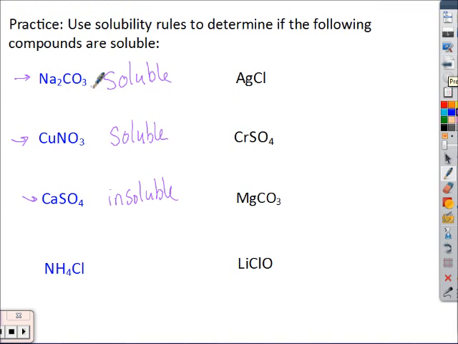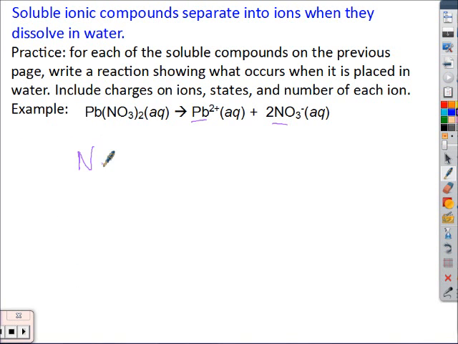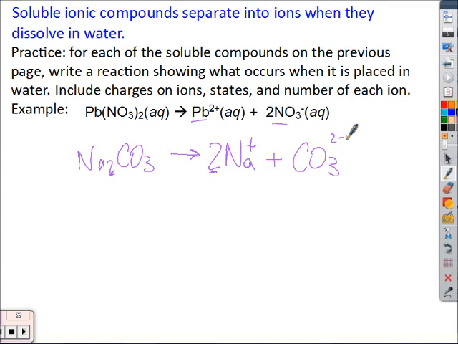Going back to the other one, Na2CO3. If I put that in water, what's going to happen? Na breaks up into its ions. Its ion is Na+. There are 2 of them. So I don't leave the 2 as a subscript because it's not Na2 bonded together. The 2 as a subscript implies bonding. The 2 in front says how many you have. And then I have the CO3, the carbonate ion, which is 2-. I need to include the charges and include the numbers of them if they have a subscript.